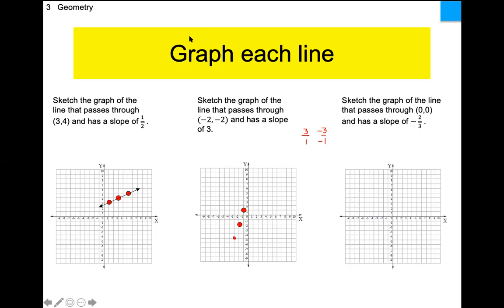You want to continue, or in the other direction, up 3 over 1, there's another dot. Play connect the dots, and there you go. Ooh, we like the origin. It passed through 0, 0. So it passes through 0, 0.